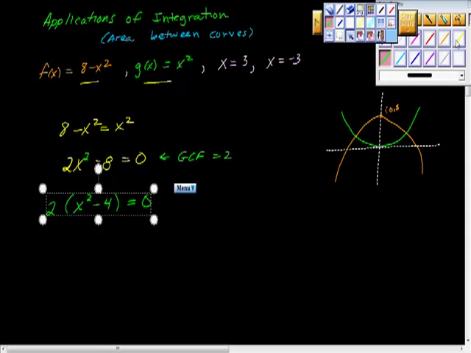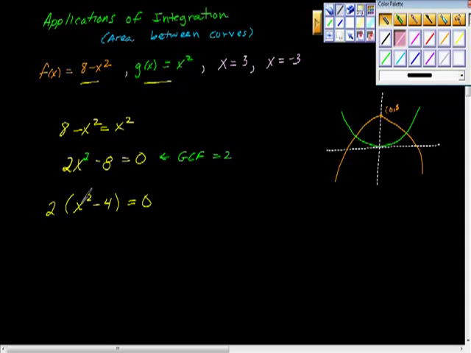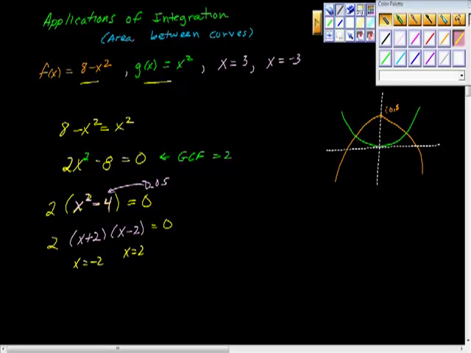What I wanted you to see was looking at this, x squared minus 4. That's a difference of squares, isn't it? It's a difference of squares. So that helped me a lot. So I have this 2 here, and then I'm going to factor this, and it's x plus 2 times x minus 2, difference of squares, equal to 0. And now I realize that x is equal to negative 2 and x is equal to 2. That is really, really helpful stuff.